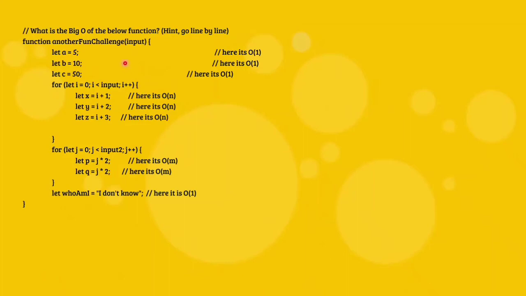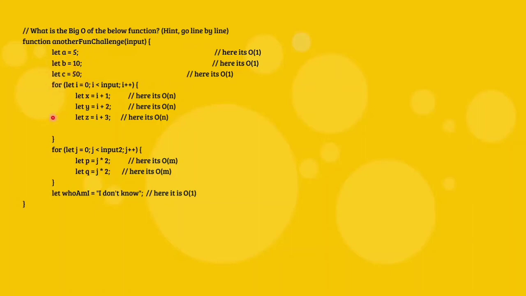Here we need to find out the Big O notation of the below function. So one by one we will cover each and every line. On the first line, we are executing a single step, let a equal to 5. So for this line, our Big O notation will be O of 1. Similarly, for lines 2 and 3, it will again be O of 1, as it is a single step process.